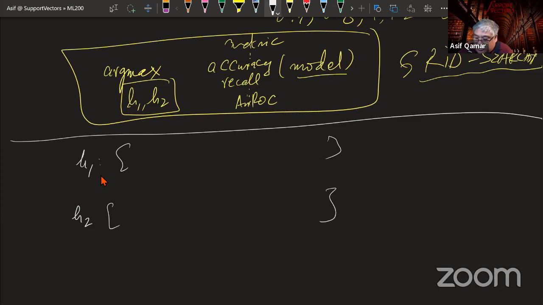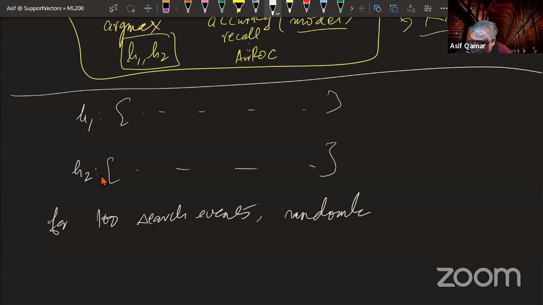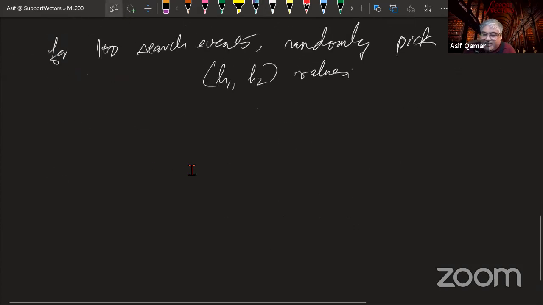Okay. So what you do is you take random values of H1, H2. Are we together? So suppose you want to do 36 search events. What you do is you randomly pick H1, H2 values. When you randomly pick, what happens is you actually have an advantage.